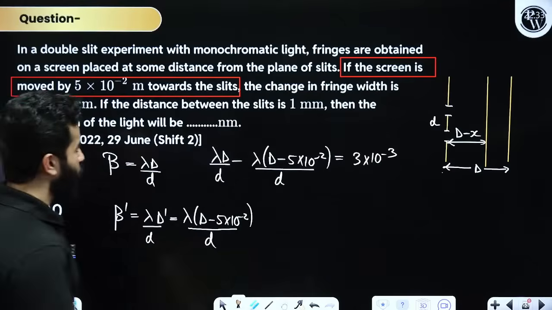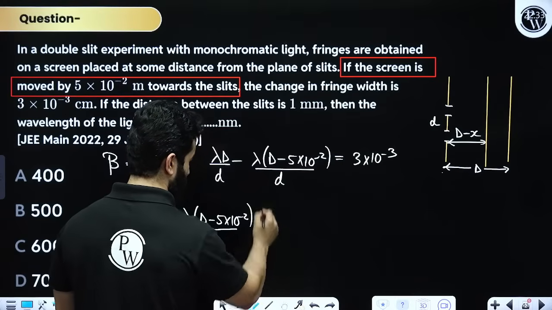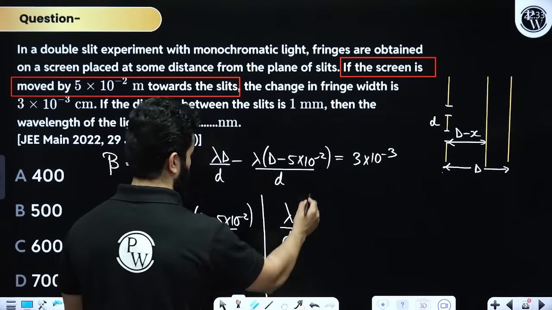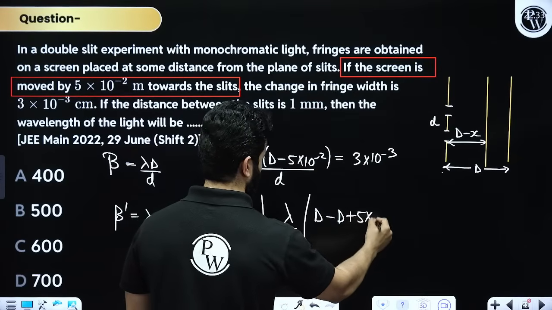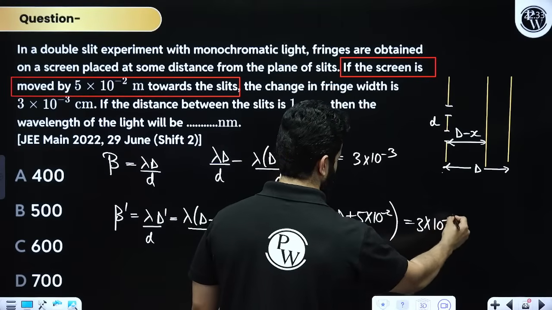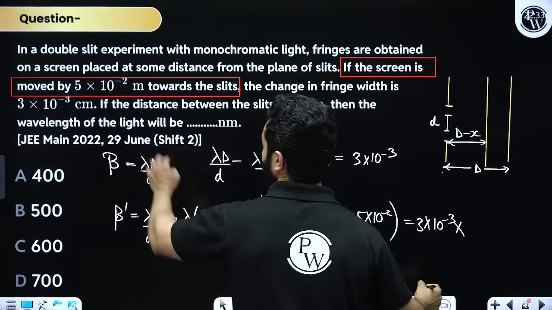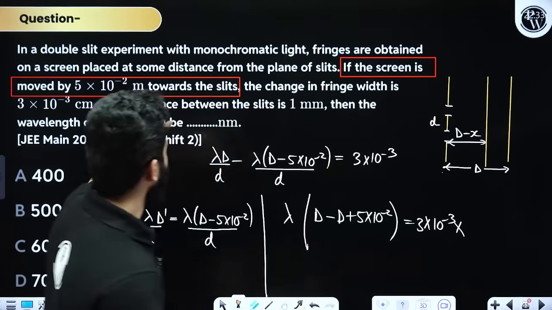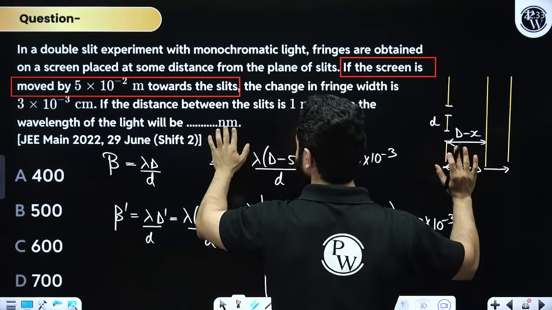Okay. If you are going to solve this, I'll take out lambda upon d common and I'll get D minus D plus 5 into 10 to the power minus 2 is equal to 3 into 10 to the power minus 3. Remove this small d from here and multiply it over here, and they have also said small d is 1 millimeter. So 1 millimeter, please understand everything. This lambda is in nanometer.